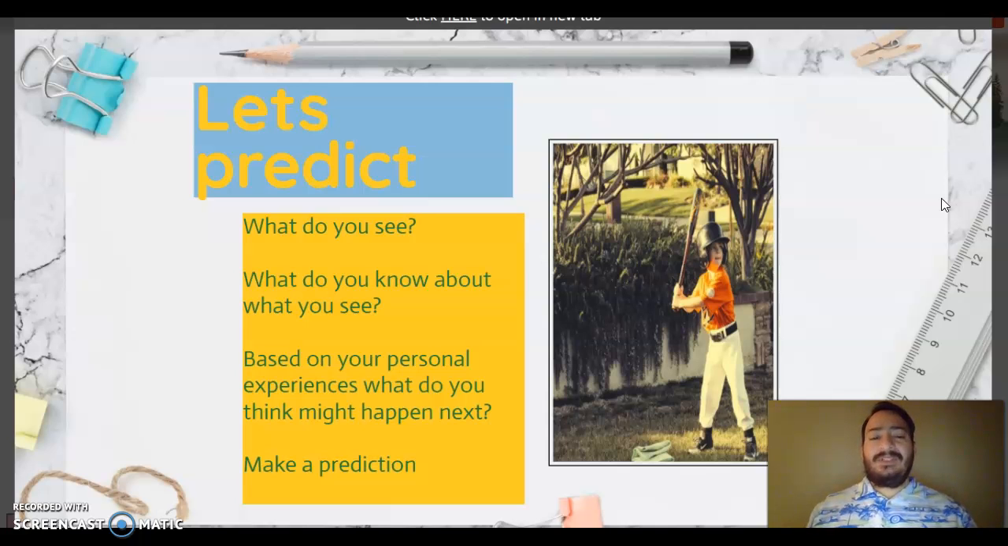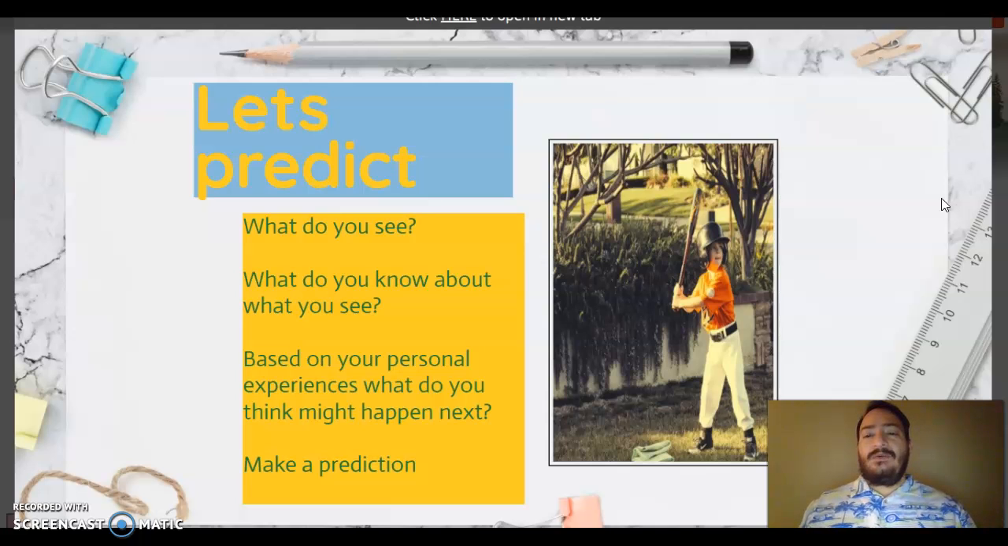Now, based on my personal experience and what I know about baseball, I am going to assume he is trying to hit a baseball. Whether he hits it or not, I don't know. But based on my personal experiences and what I know about holding a bat and wearing a baseball uniform, I'm thinking he's trying to hit a baseball.